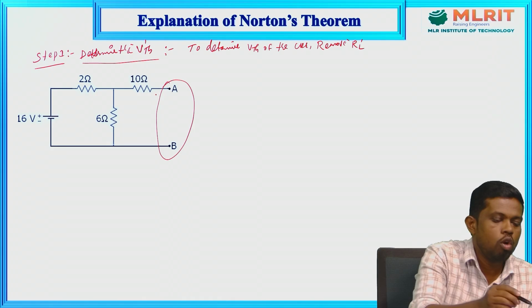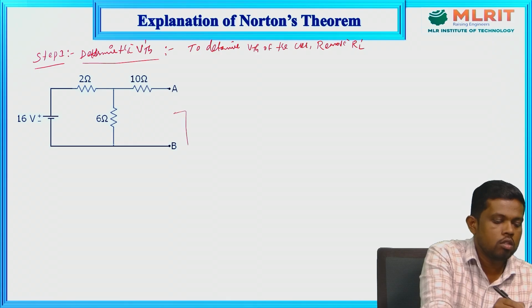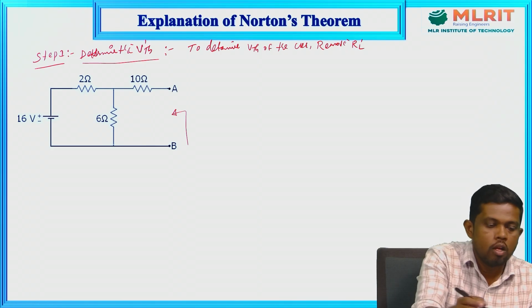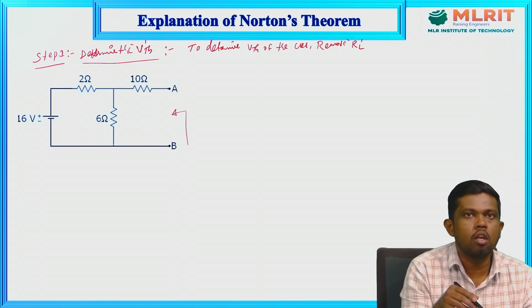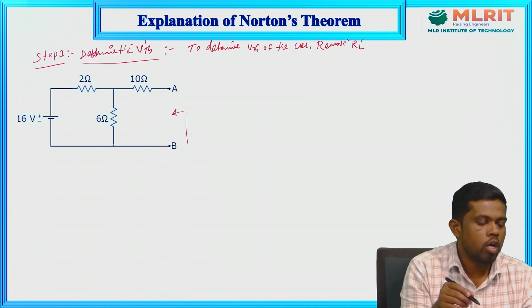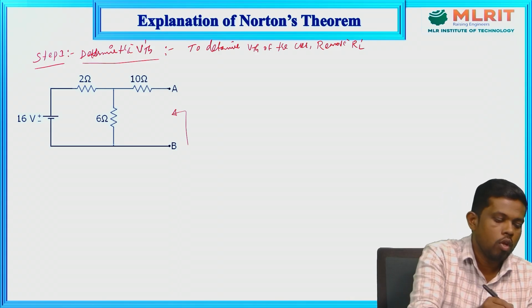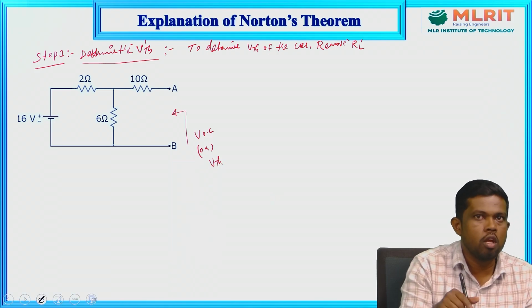Previously there was a load between these two terminals, that's why we remove this element from these terminals. Then only we will get the voltage across them. So the procedure to get the VTH is to remove the load resistor and keep the corresponding terminals open as they are. Whatever voltage appears across the AB terminals is called the open circuit voltage, also called the Thevenin voltage.